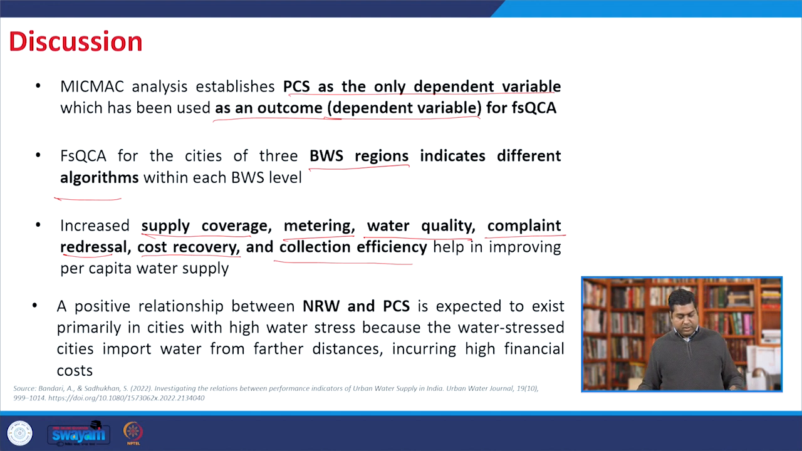A positive relationship between non-revenue water and per capita supply is expected to exist in cities with higher water stress, because the water stress cities import water from further distance, incurring high financial costs. So, they are really worried about that non-revenue water, because it can include physical losses, or it may be something where the user charges are not properly collected.